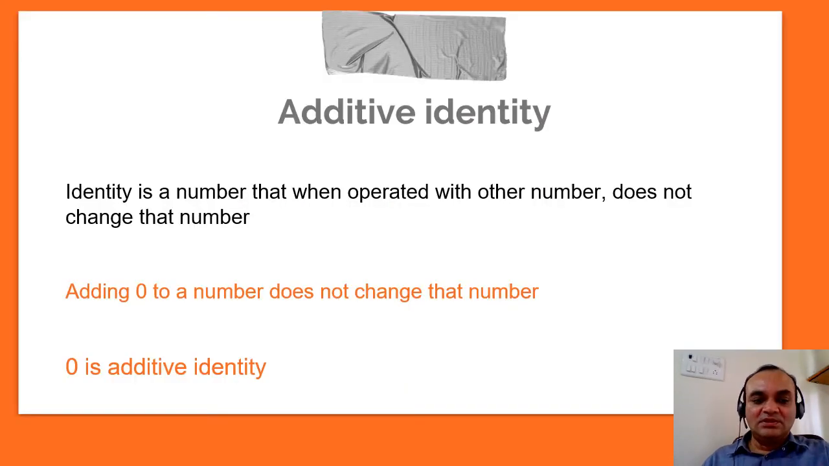So the first property we want to see is additive identity. An identity is a number that, when operated on another number, does not change that number. So in the case of addition, we want to find a number that when we add it to another number does not change that number. And the answer is easy. We know that adding 0 to any number does not change that number. So 0 is the additive identity.